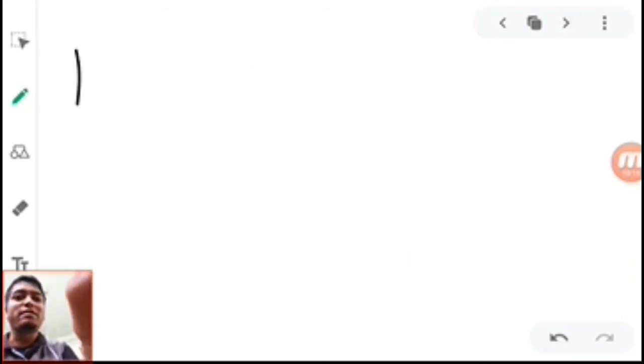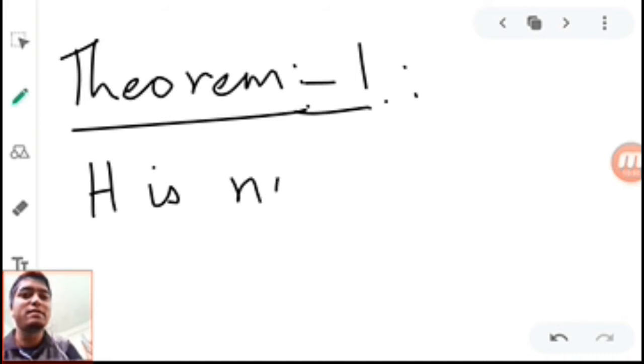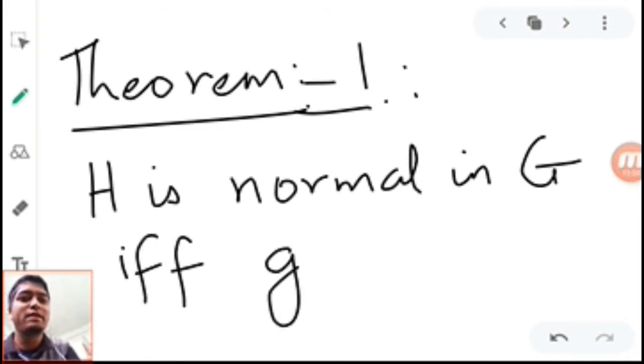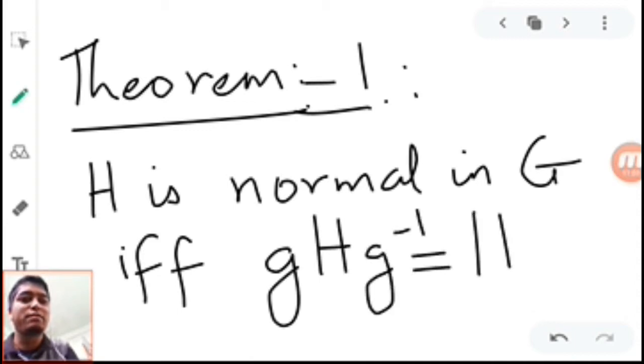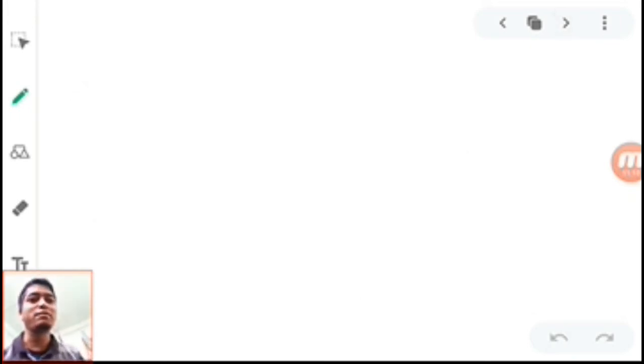So now let's take a look at the first theorem. The statement is: H is normal in G if and only if g H g inverse equals H. Because we have this phrase if and only if, there will be two parts to the theorem, the direct way and the converse. So let's prove the direct way first.